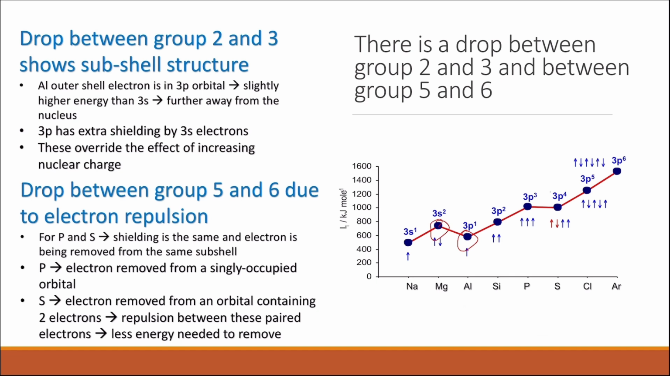And we have another drop between group 5 and 6, and the reason behind that is electron repulsion. So we have phosphorus and sulfur. They both have the same shielding, but phosphorus is group 5, where the electron is removed from a singly occupied orbital. But with sulfur, the electron is removed from an orbital that has two electrons. So there is some repulsion between these two electrons, which lowers the ionization energy needed to remove that electron. This is why there is a small drop here.